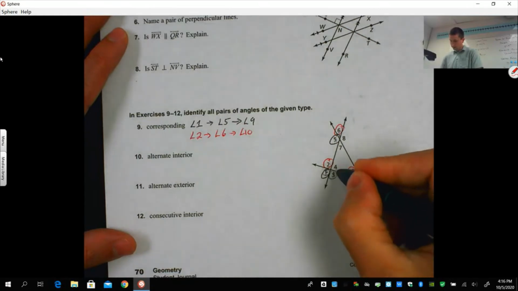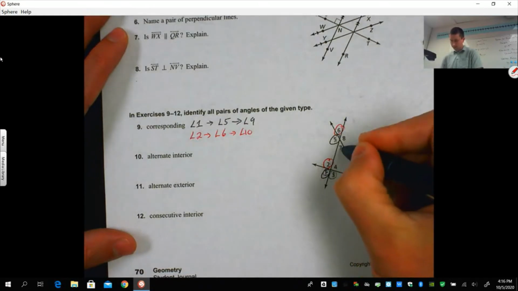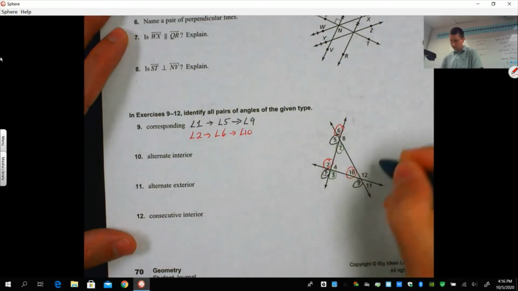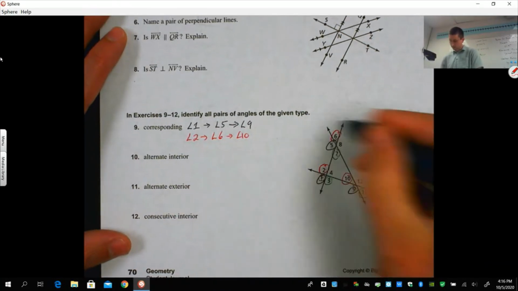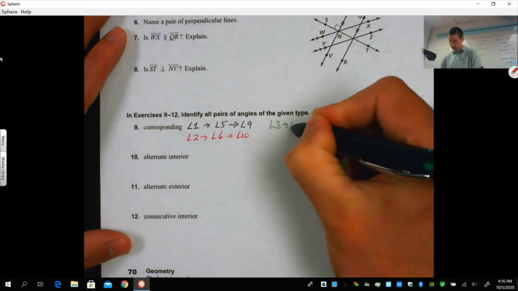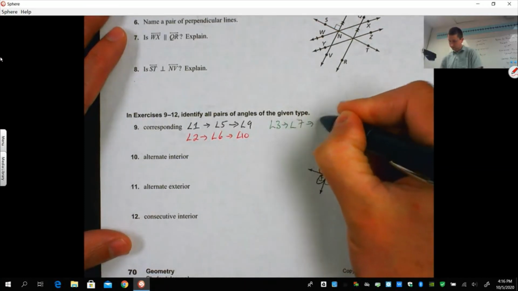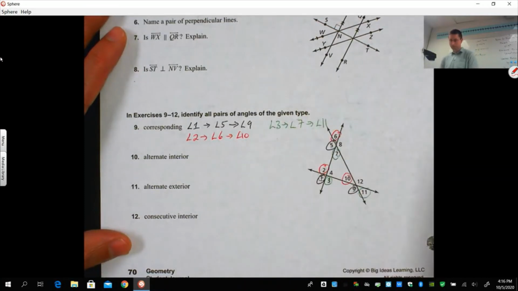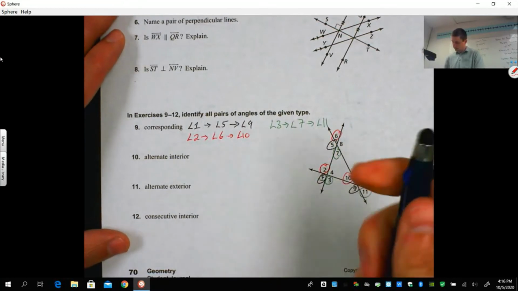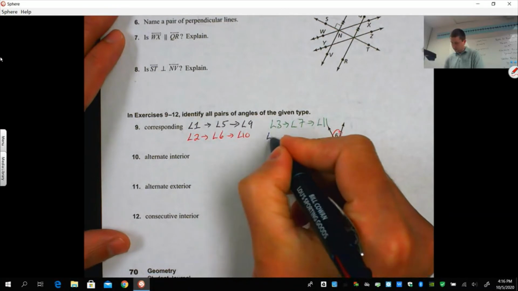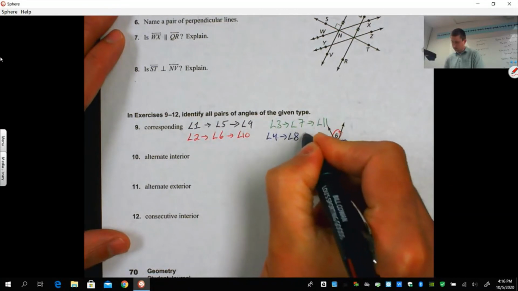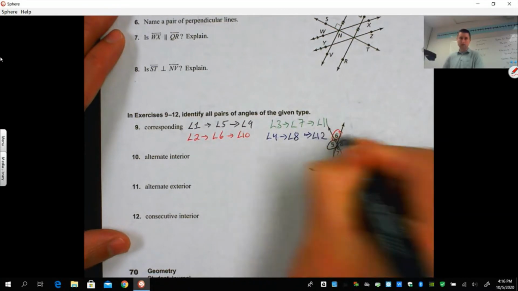3, that was to the right of 1, so that's going to go with 7. 3 corresponds with 7, and that corresponds with 11. So angle 3 corresponds with angle 7, which corresponds with angle 11. And the final one, 4, 8, and 12. So angle 4 corresponds with angle 8, corresponds with angle 12.